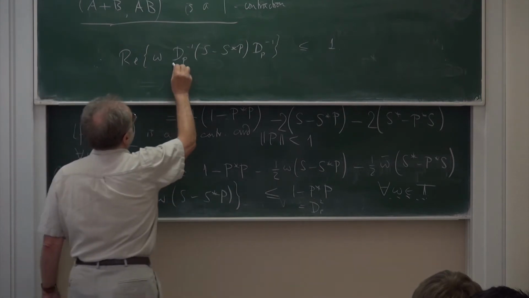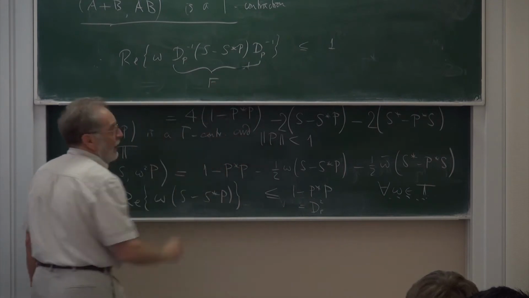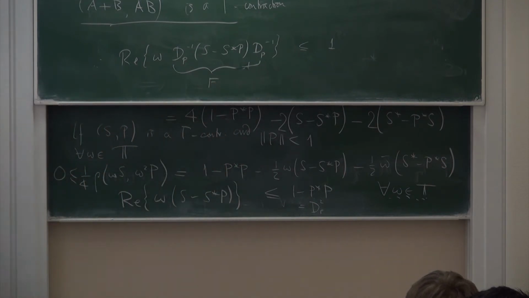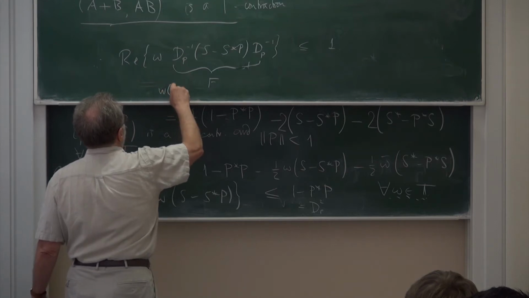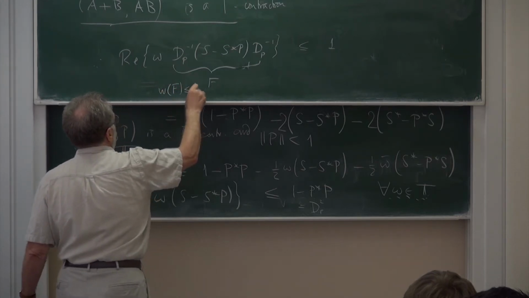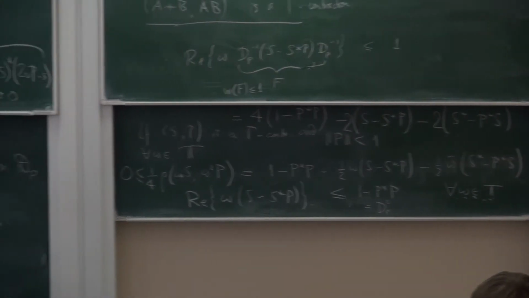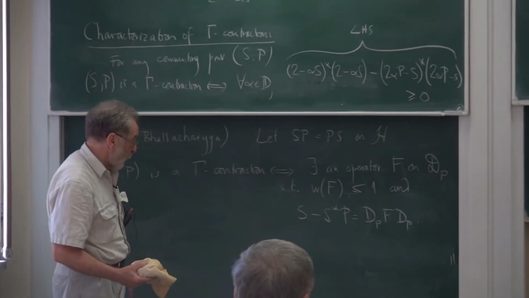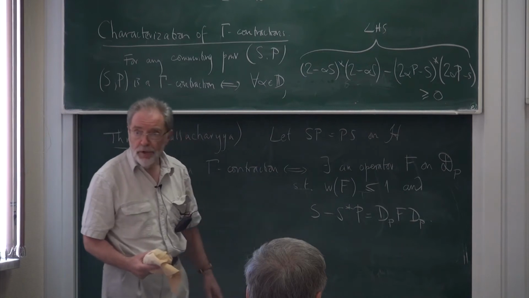And so if I call this operator here f, that says that the real part of omega f is less than or equal to 1 for all omega, and that's the same as saying that the numerical radius of f is less than or equal to 1. So that proves necessity in this theorem of Bhattacharya. That proves the necessity in the case when P is a strict contraction.